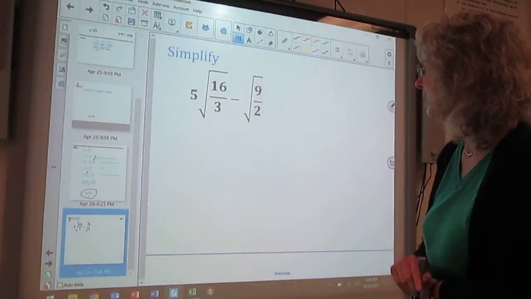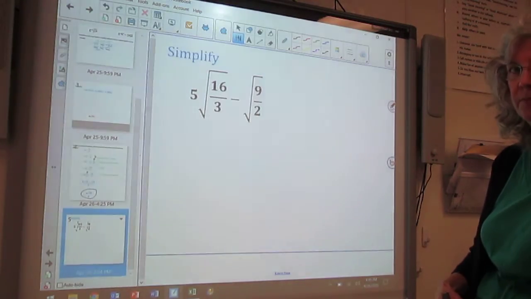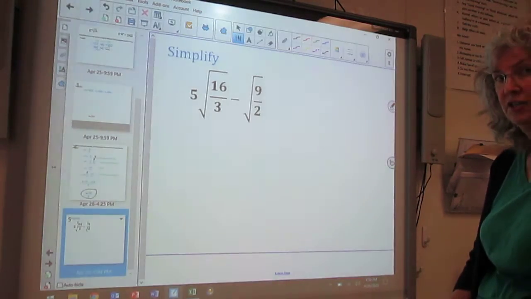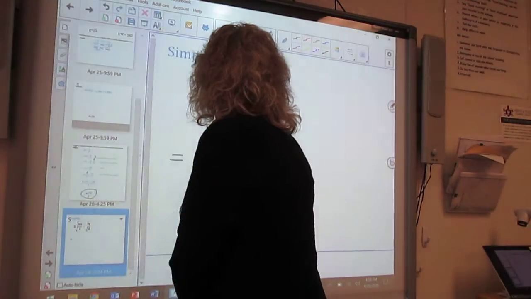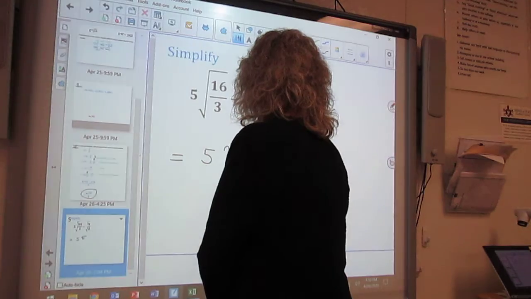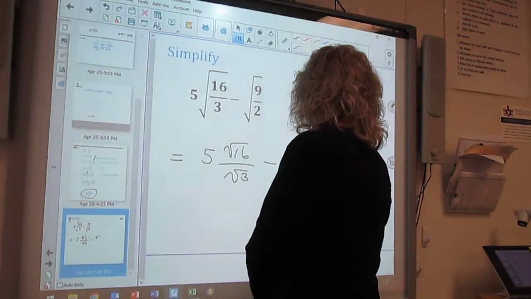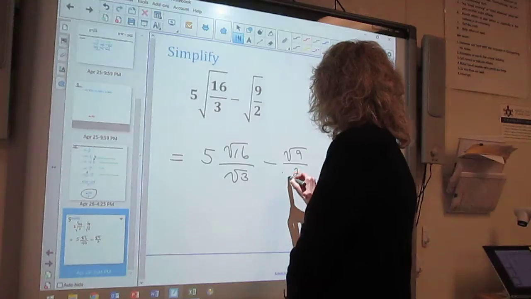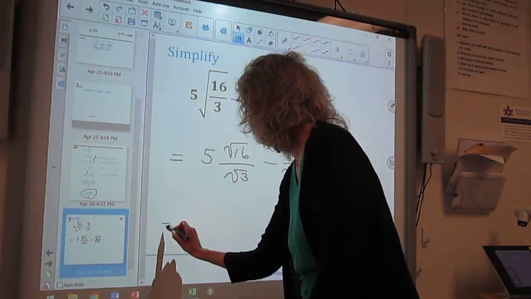Well, what are we going to do with this? Let's try getting rid of those radicals of fractions and put them into fractions of radicals instead and see if it looks any friendlier. 5 times the square root of 16 over the square root of 3 minus the square root of 9 over the square root of 2. Well, that looks a little better. I think it does anyhow.